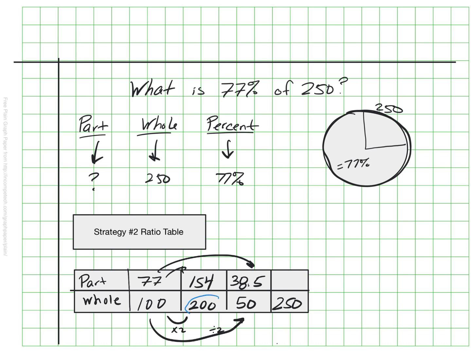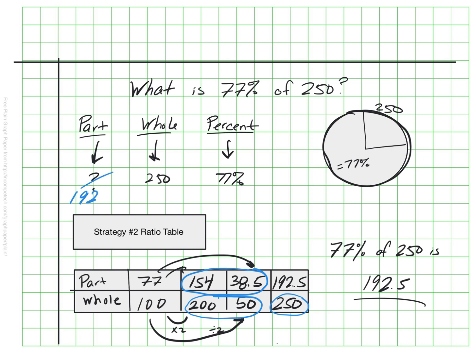And since 200 plus 50 would get us to our 250, I'm going to add these two together to figure out what the part would be. And I think I would get 192.5. So 77% of 250 is 192 5/10 or 1/2. Just to re-emphasize, make sure if you know the percent when you're setting up your ratio table that you're using that percent out of a total of 100, because that's what percent means, right? It's per 100.